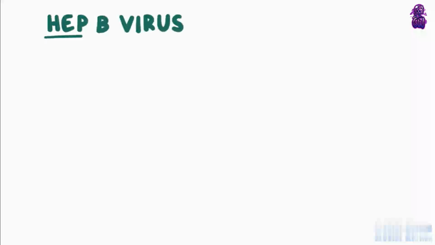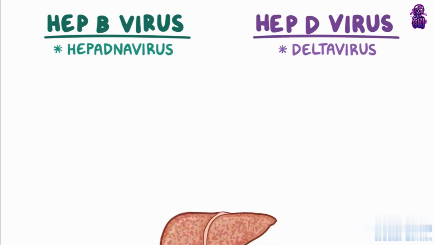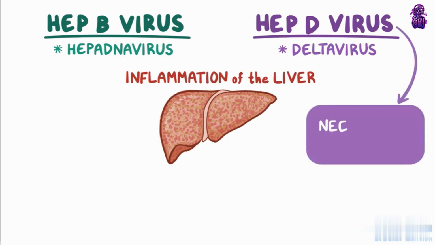Hepatitis B virus, or Hep B virus for short, is a member of the hepatinovirus family. Hepatitis D virus, or Hep D virus, is a delta virus. They both cause hepatitis, or inflammation of the liver. Even though they both cause hepatitis, hepatitis D virus cannot cause the disease by itself, and needs hepatitis B virus to replicate.